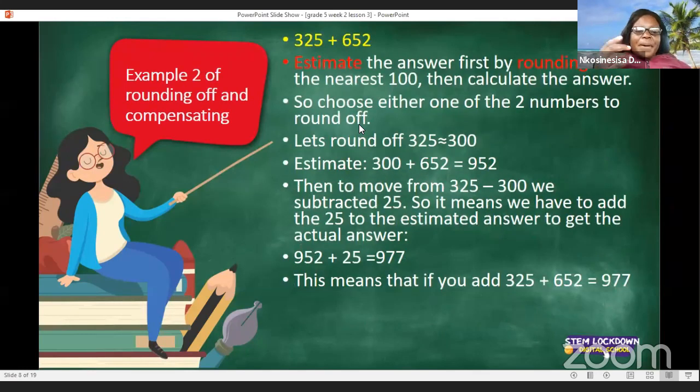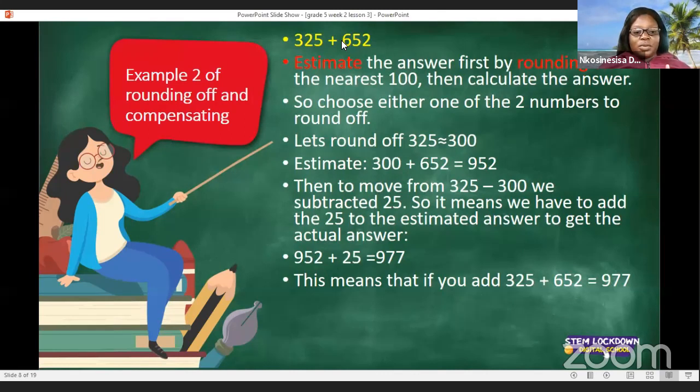And then back to rounding off and compensation. So if maybe you weren't listening on the first explanation, now it's time to listen again. Your brain is now familiar with this. Okay, so the question is, estimate the answer first by rounding off to the nearest 100, then calculate the answer. And I said, yes, you choose either one of the two numbers to round off. So you choose either 325 or 652. You choose either one to round off.